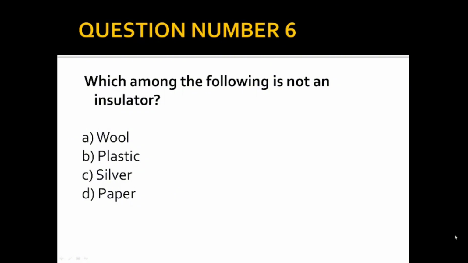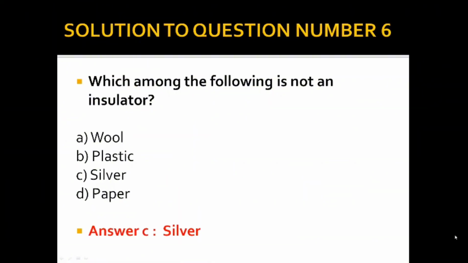Which one is your answer? Wool, plastic, silver, or paper? The answer is silver. Why? Silver conducts electricity. Wool is an insulator. It does not conduct electricity. Plastic does not conduct electricity. Paper does not conduct electricity. But silver is a metal and it conducts electricity. So it's not an insulator.